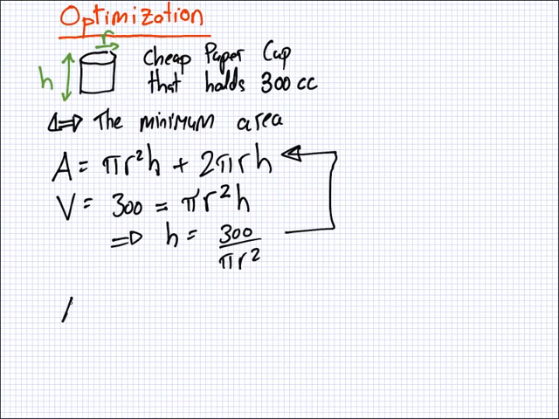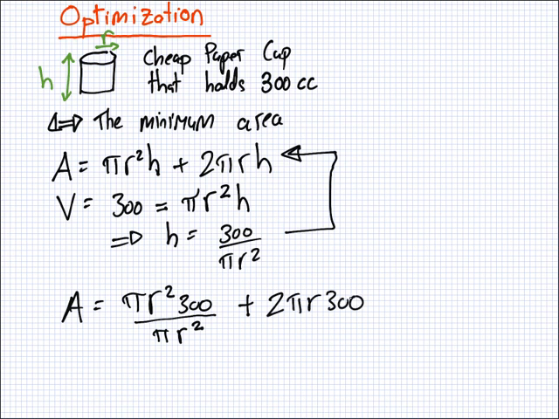So now we have area equals pi r squared times 300 over pi r squared, plus 2 pi r times 300 over pi r squared. Is that right? Yeah?